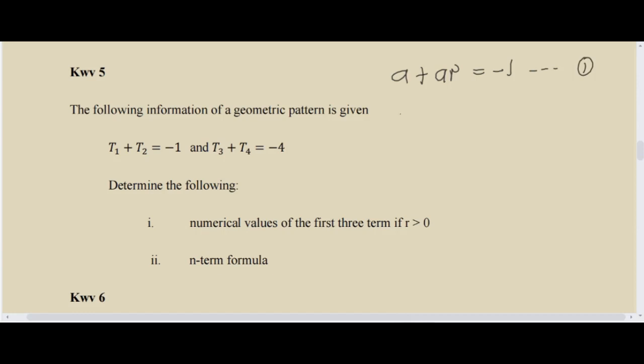Then T3 would be expressed as AR to the exponent of 2, and T4 would be AR to the exponent of 3, then it's equal to negative 4. Let's call this equation number 2.